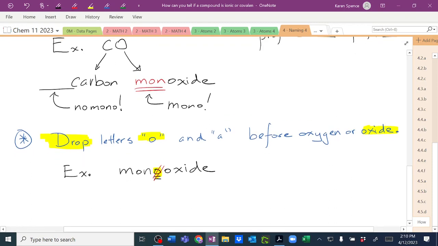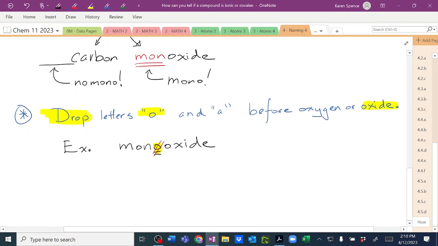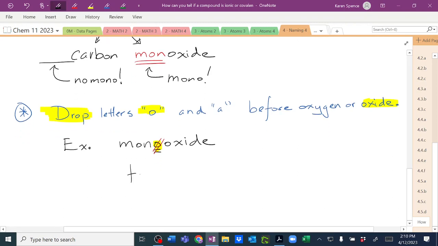Now, people get a little excited about this. They see O and A and they think all vowels. Did I say drop all the vowels before oxygen and oxide? No, I did not. So what if I were to write trioxide? Do I drop the I? No, I keep it because it's not an O and it's not an A.